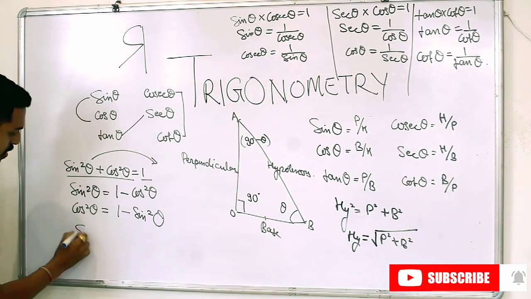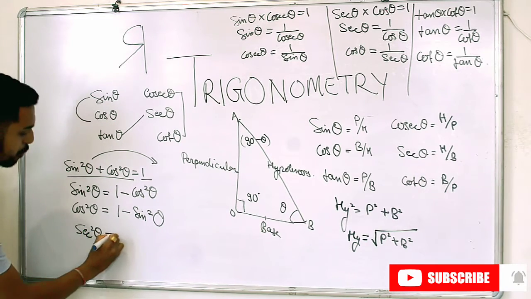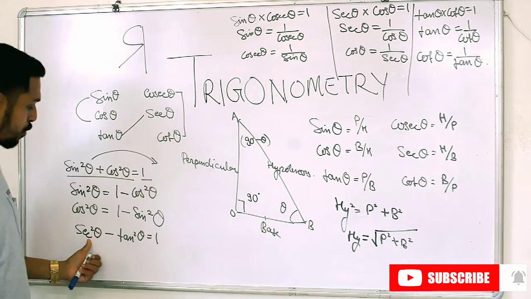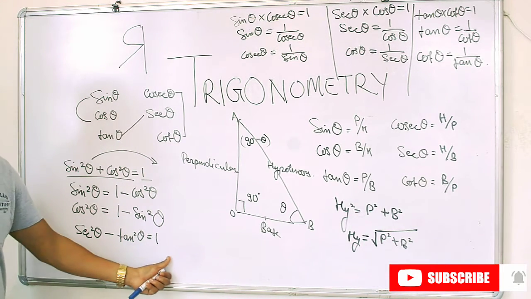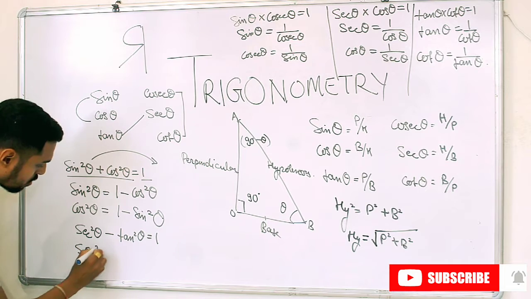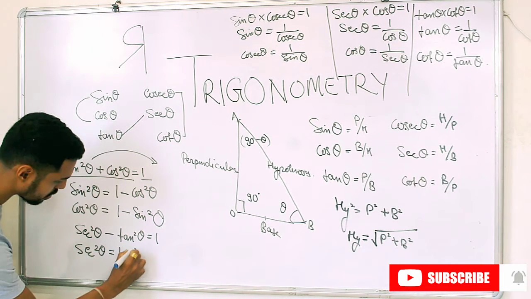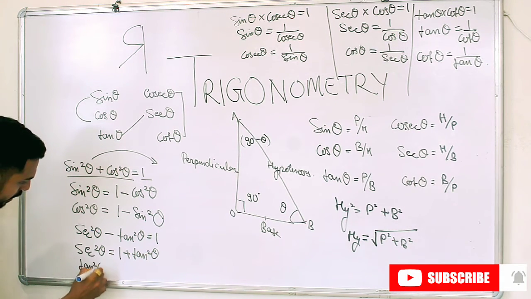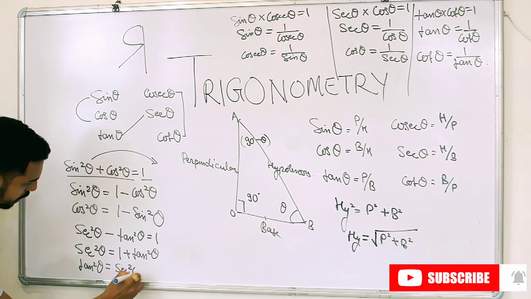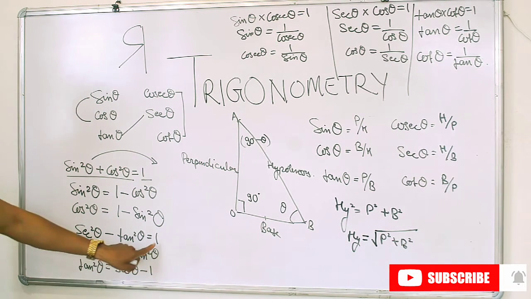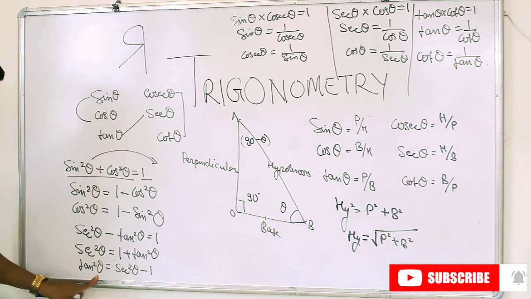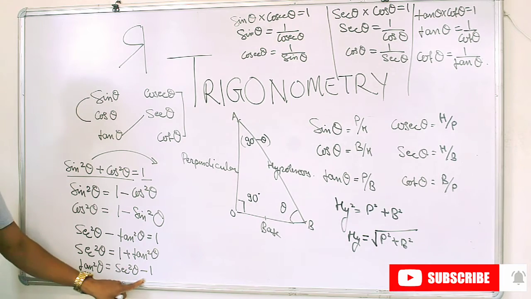Done. Same like that, we can also write sec square theta minus tan square theta is equal to 1. Sec square theta is equal to 1 plus tan square theta. Done. And tan square theta is equal to sec square theta minus 1. This one will be transposed and this tan will be transposed to the right hand side. So we will have tan square theta is equal to sec square theta minus 1.